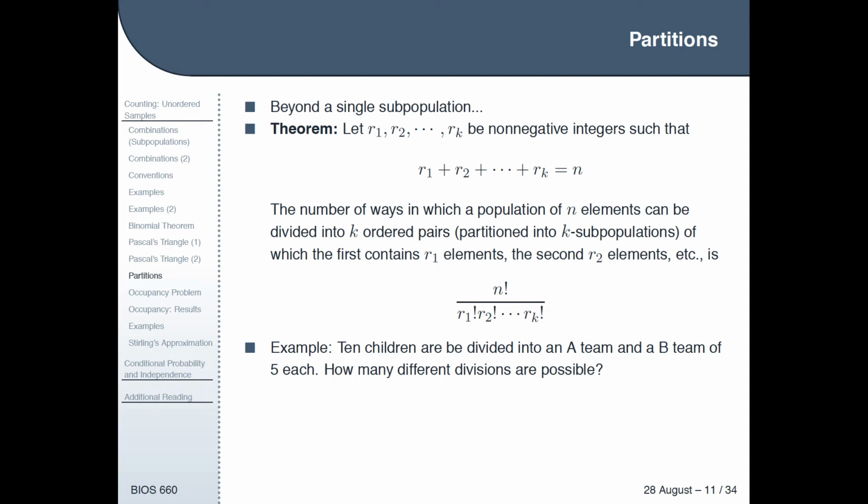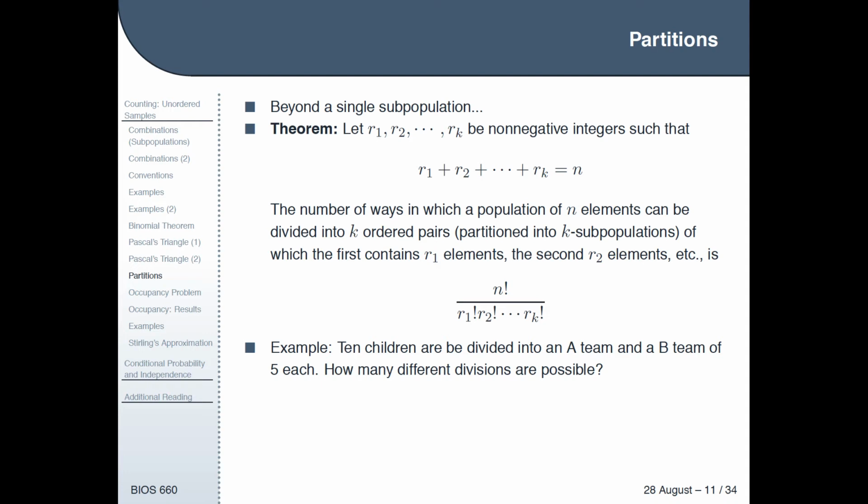And next, we'll consider partitions. As we touched on briefly in the previous lecture, say that rather than just finding a single subpopulation of size r in a larger population of size n, let's say we want to find a couple different subpopulations, where the sizes sum to n, the size of the total population, and the first subpopulation contains r1 elements, the second subpopulation contains r2 elements, etc., etc.